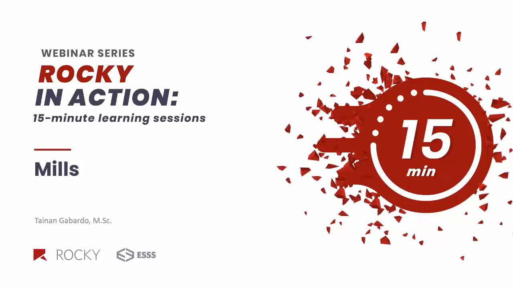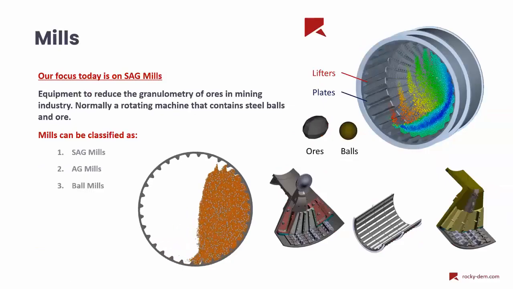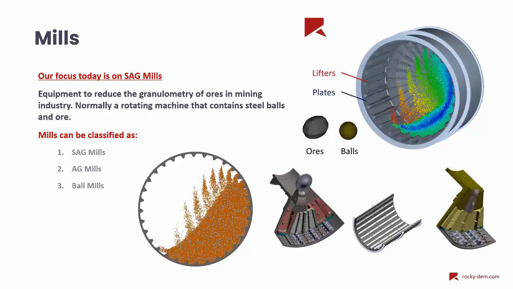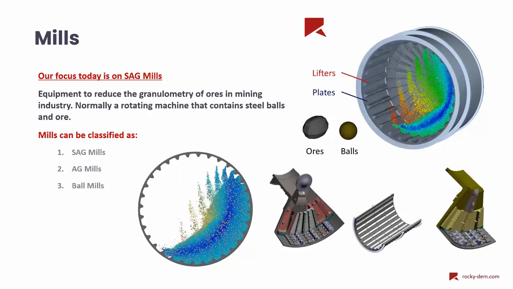Today we are going to make a quick presentation about mills and show how we can use DEM simulations to improve this equipment and operating conditions. Let's start by defining what mills are. Mills are equipment used in the mining industry to reduce the granulometry of ores by grinding, crushing, or cutting.